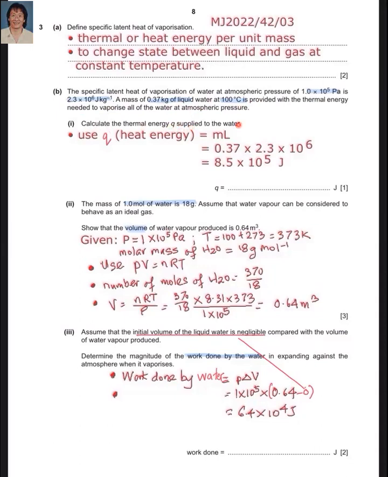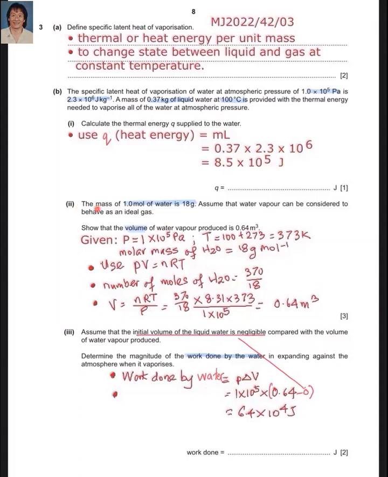To do this question, which carries 1 mark, we need to use the formula Q equals mL, which is the formula to find the heat energy given to a substance at its boiling point. So the mass is given 0.37, the specific latent heat is 2.3 × 10⁶. This will give you 8.5 × 10⁵ joule.